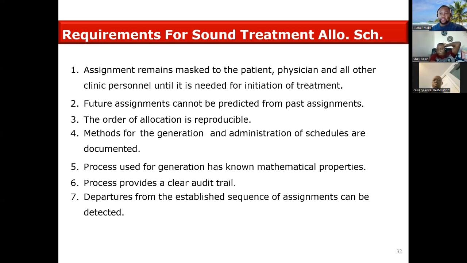Also the clinic personnel, think about a person who works at the clinic as the site coordinator or the research nurse. They can only have those thoughts in their mind, but they cannot be sure that this is the treatment arm that the patient is being assigned to.